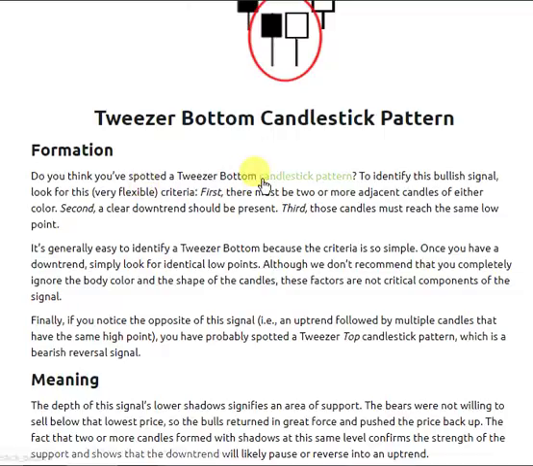Do you think you've spotted a tweezer bottom candlestick pattern? To identify this bullish signal, look for this very flexible criteria. And see, that's another thing too, guys. There's flexible criteria to this. First, there must be 2 or more adjacent candles of either color. Second, a clear downtrend should be present. Third, those candles must reach the same low point. So the same low point right here. That's what you're looking for.